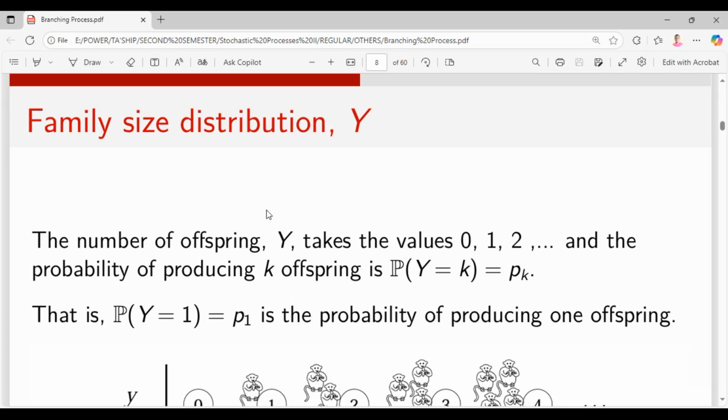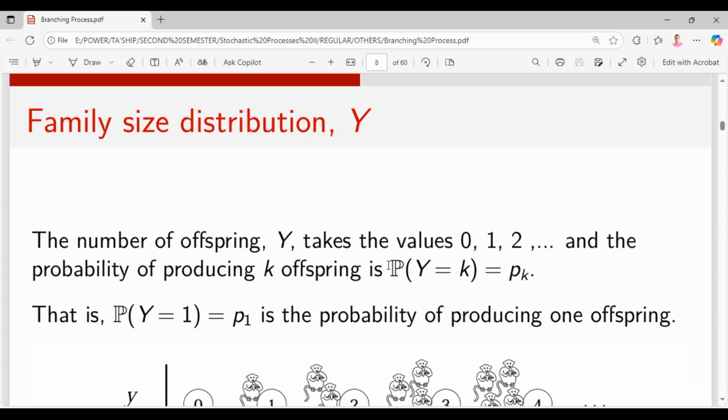Like I promised in the previous video, we're going to look at the family size distribution in detail. We know that this family size distribution is the number of offspring, which could either be 0, 1, 2, 3, and so forth, that each individual is capable of giving birth to. This is the family size, okay?